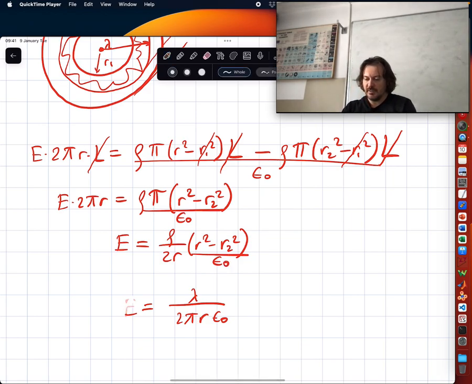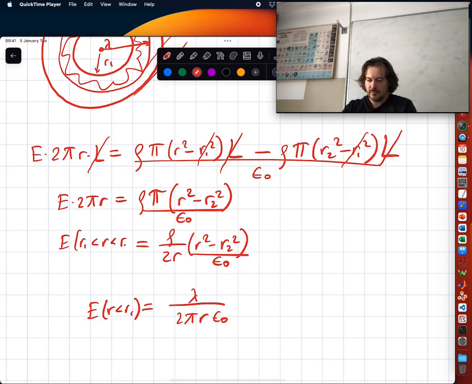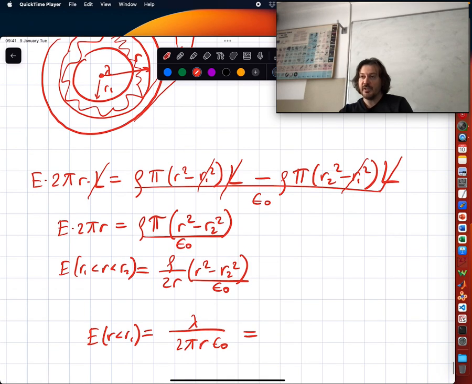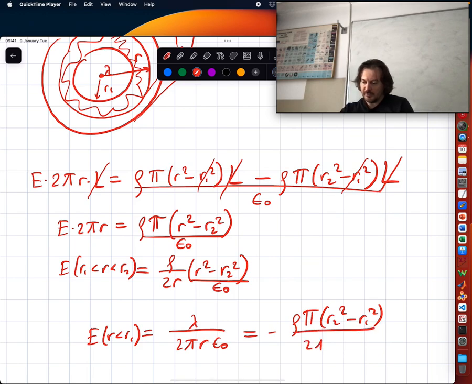This is for inside. Do I need to explain how I found it? Do I need to explain the last part? Well, the problem tells me that I should use rho. Was that your comment? Yes. So I should really write negative rho pi R2 squared minus R1 squared over 2 pi r epsilon 0.